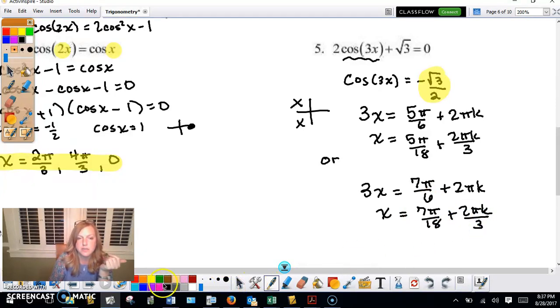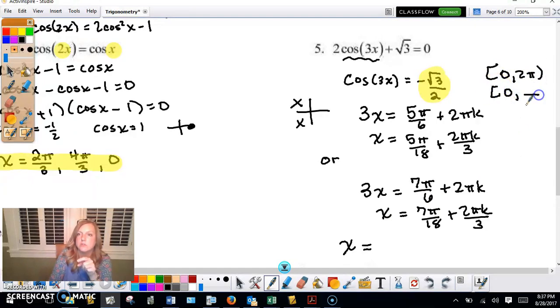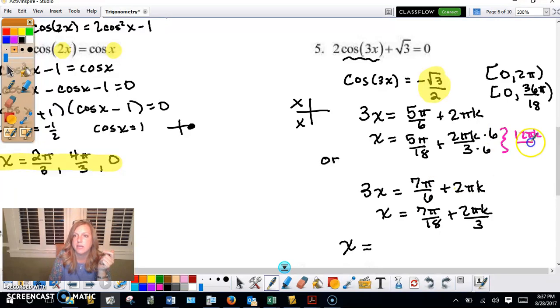And so now we just need to convert and find all the x values between 0 and 2 pi. Now you might want to think of 0 to 2 pi as 0 to something with a denominator of 18. So 2 times 18 would be 36 pi, so we know our common denominator. I also sometimes convert this: it would have to be times 6 and times 6. So when you're adding it in, this is 12 pi k over 18. So you have a common denominator.